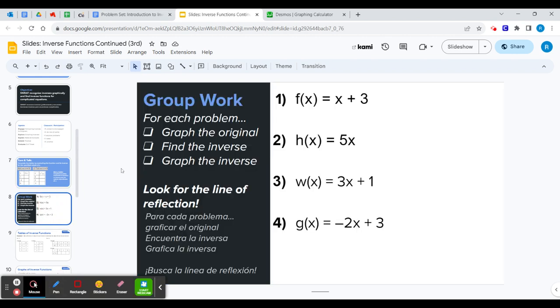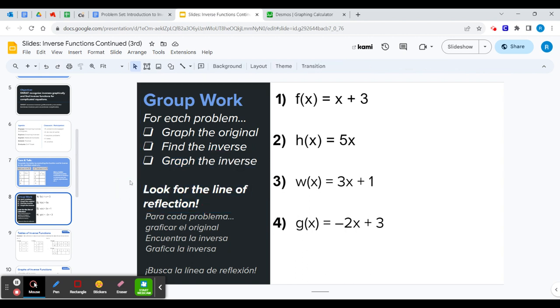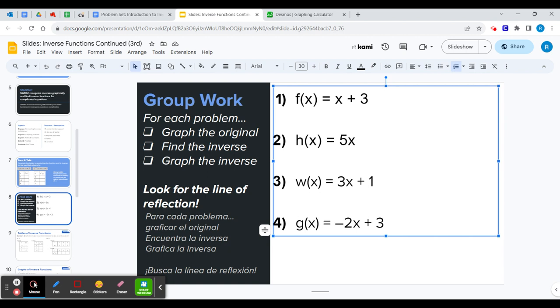So we're going to start exploring what that looks like graphically as well. For each of these problems, I want us to graph the original, find the inverse, then graph the inverse. So keep an eye out for a line of reflection so we can see what this looks like.